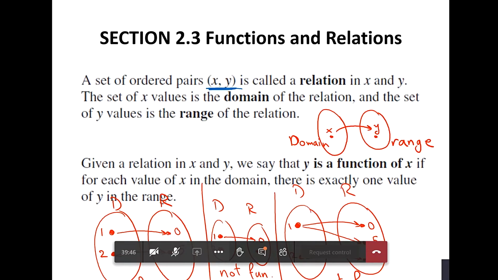Okay, if all the values of the domain connect with one value of the codomain or the range, is this a function or not a function? Again, if we have, for example, 3 values in the domain connecting with one value in the range, is this a function or not a function?